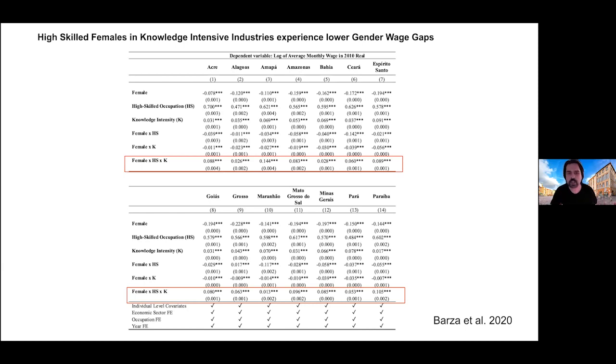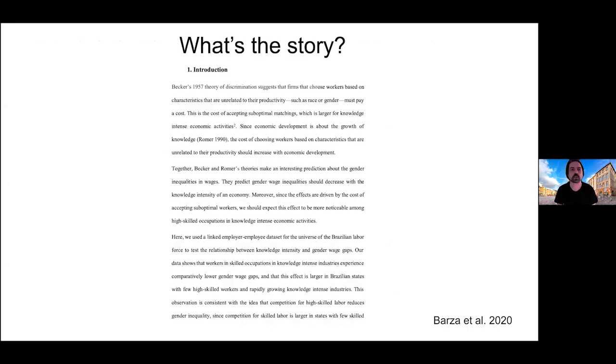So what's the story here? Well, the story that we try to tell is based on the classical theories of discrimination that suggest that firms choose workers based on characteristics that are unrelated to productivity. So firms that would choose workers based on race or gender had to pay a cost. This is the cost of accepting people that are not going to be as good at the job as the women that you rejected, or the person from the minority that you rejected. But this cost is going to be larger for knowledge intense activities.